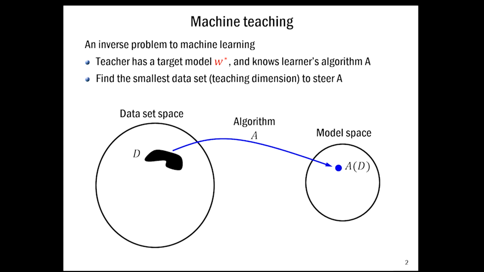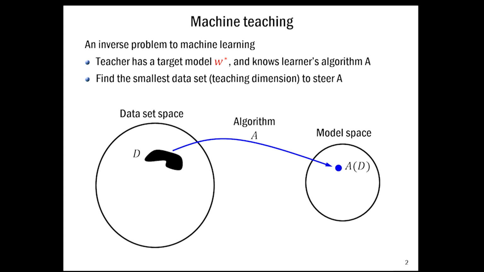Essentially, for machine learning, you have algorithm A, and you have a data set. What you want is to learn the model based on the data, okay? Machine teaching is like you already have a model. The teacher already has a model, W star, and the teacher wants to transfer this model to a student model, okay?